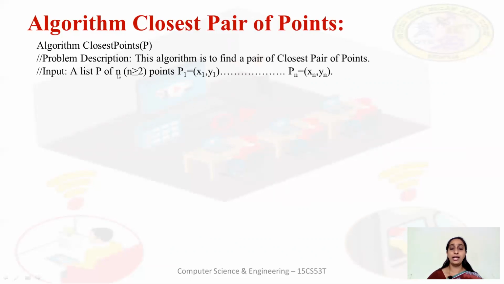The number of points are n here, where n should be greater than or equal to 2. That is, points P1 is equal to x1 comma y1, P2 is equal to x2 comma y2, so on till Pn is equal to xn comma yn.